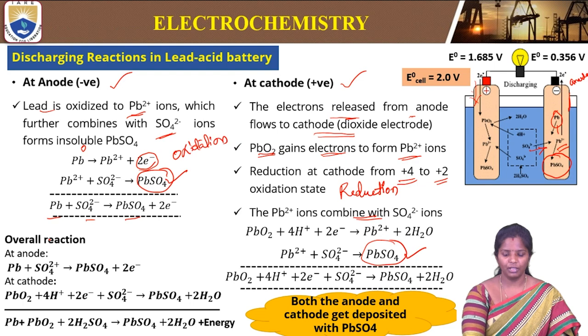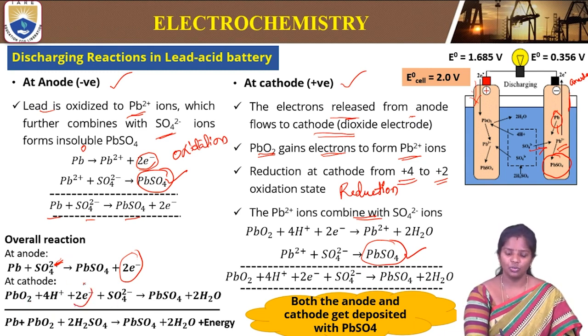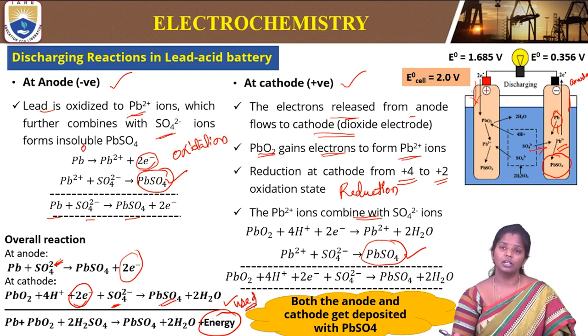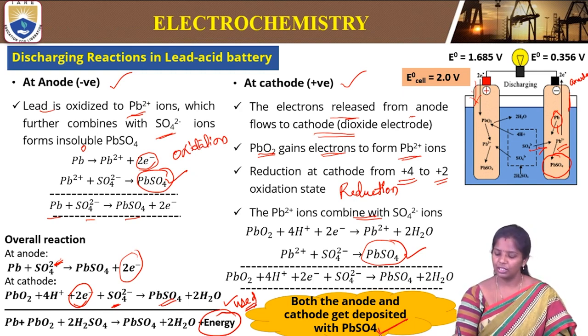So the overall reaction will be lead plus sulfate ion, SO4 2-, gives lead sulfate plus 2 electrons, and again at cathode, lead dioxide plus sulfate ions will accept these 2 electrons and the sulfuric acid from the electrolyte and form lead sulfate and water. So ultimately what happens? From this overall reaction, energy is released. See, this energy is used for applications. So both at anode and cathode, lead sulfate is deposited.